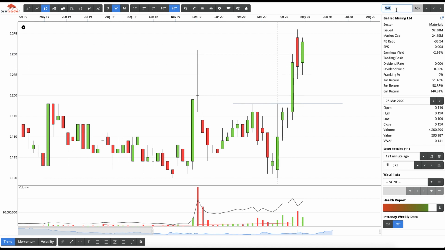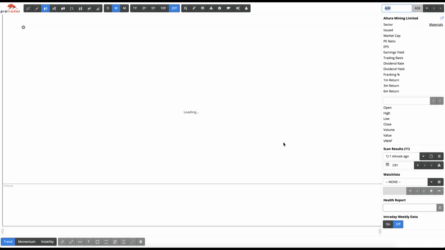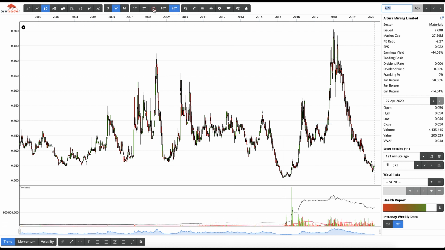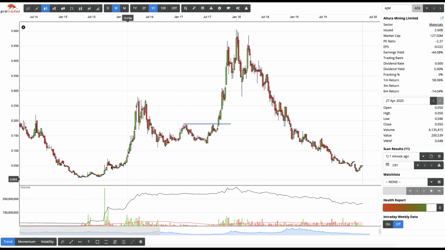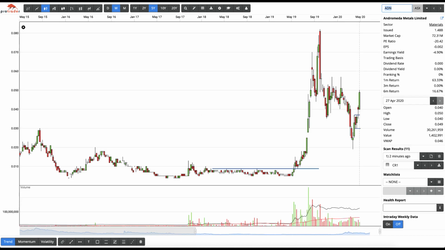Another stock that this scan found last year, I believe, was AJM. Back here it found this double top, and we had a huge breakout. It's also found other breakouts on this stock over the years, but this is the most recent one. It just finds these clear resistance points and gives you a nice clean entry and place to enter the trade.